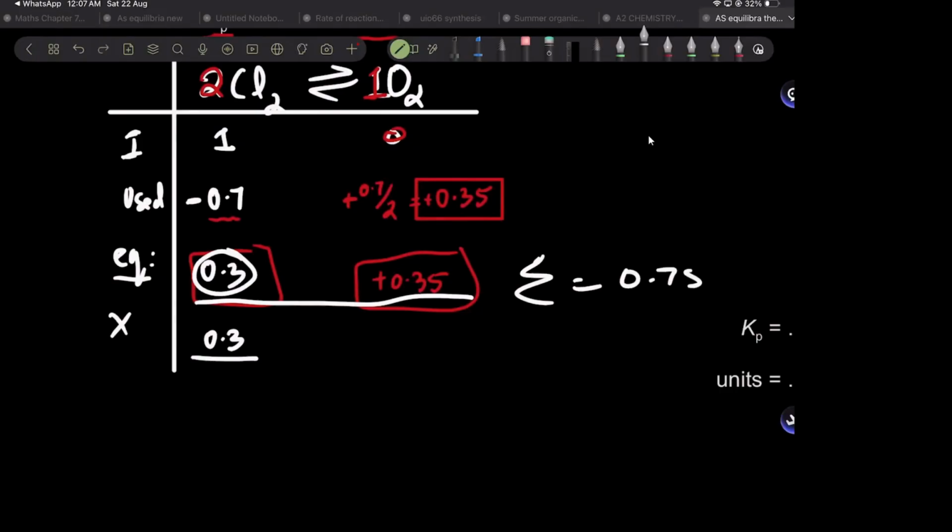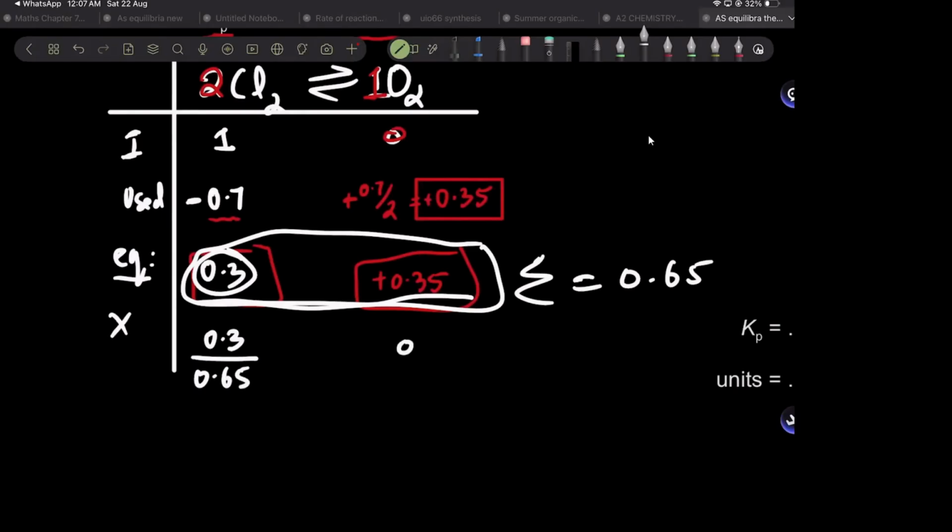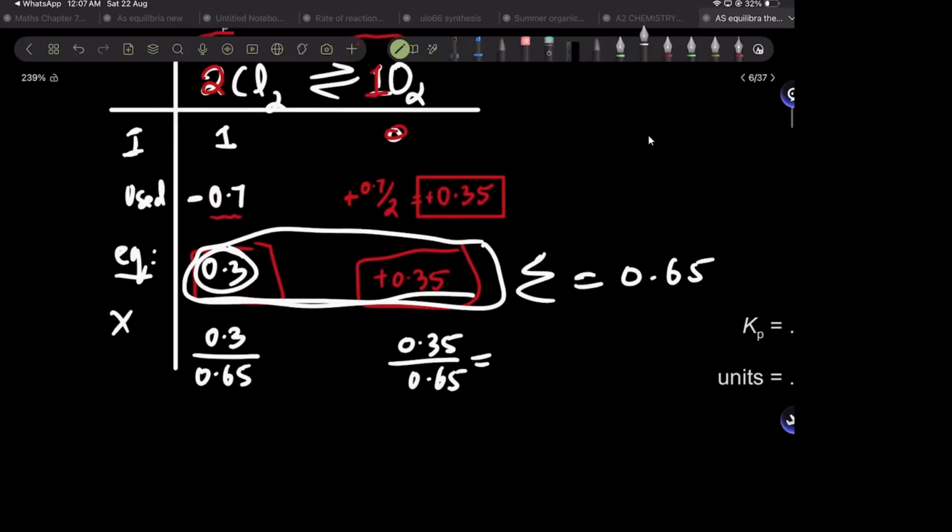0.65 or 0.75? I think it's 0.65. Right? So 0.65 moles are present in total at equilibrium, and out of that 0.3 is this. So the mole fraction would be 0.3 over 0.65 and 0.35 over 0.65. That would give me the mole fractions of both.